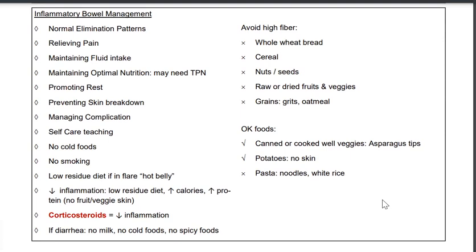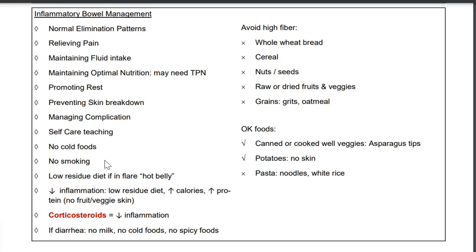When we have inflammation in the bowel, no matter what it is, how do we manage it? Well, here's what we're going to look at. We're going to look at normal elimination patterns and helping relieve pain, maintaining fluid. If they need nutrition, they might have to be on TPN, promoting rest, preventing skin breakdown. What are the complications, right? Self-care teaching.